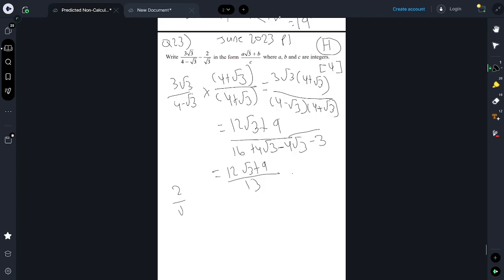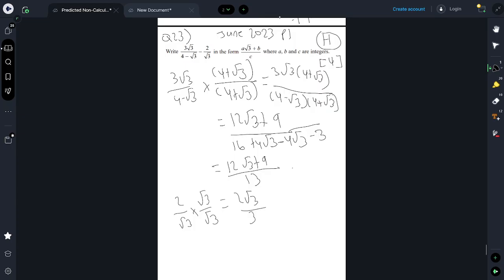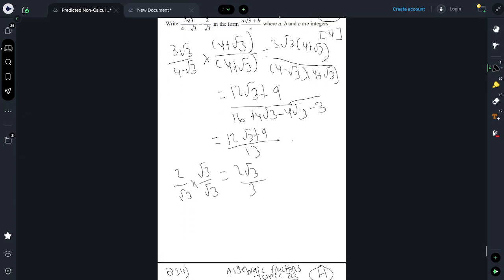Okay, now we've got this fraction. You have 2 over root 3. That's very easy. You just times by root 3 to get rid of the root. So that's 2 root 3, and then root 3 times root 3 is 3. And that's it. And so then we can subtract them. So 12 root 3 plus 9 over 13 minus 2 root 3 over 3. And this is why it's best to rationalise both of them, because now when we subtract, the denominators are easy to work with. They're not roots. So we're subtracting, you have to make sure the denominator is the same.